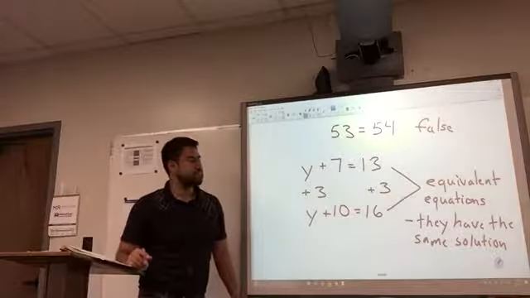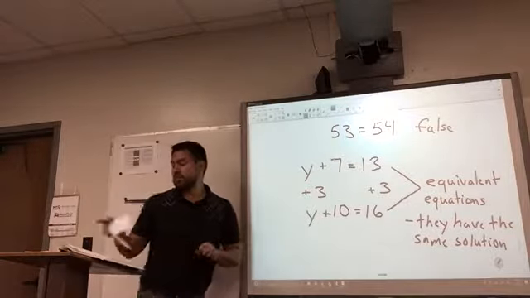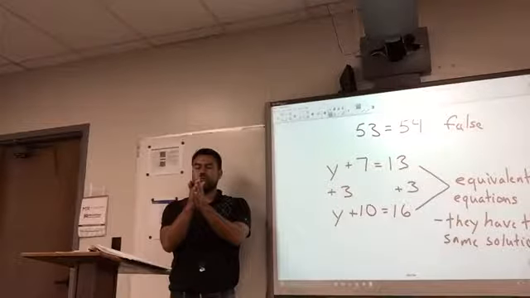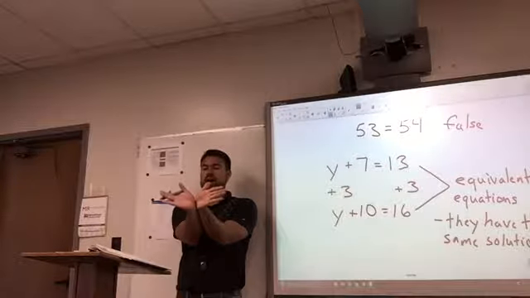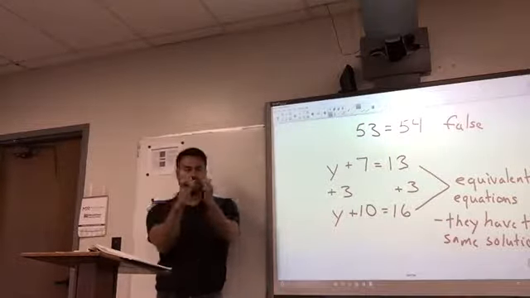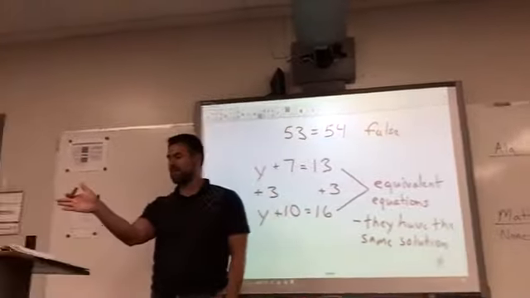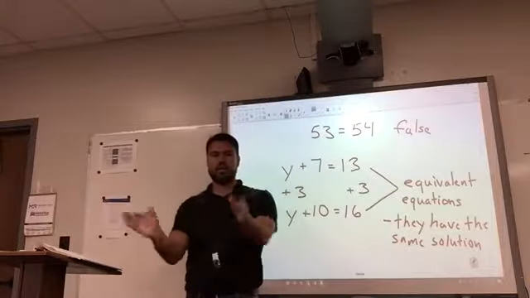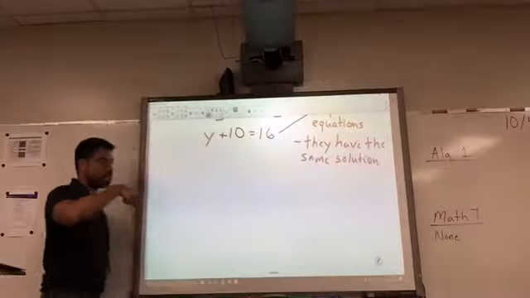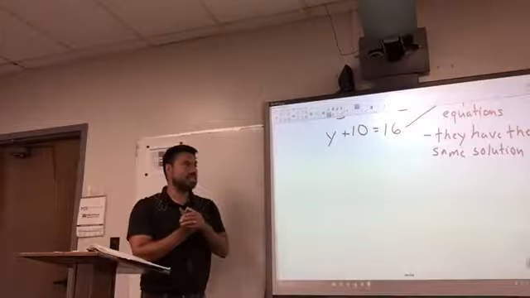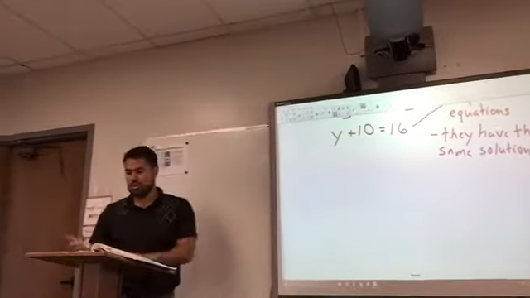Not a grammar thing. Would it be incorrect to call them symmetrical equations? Because symmetrical means like the same. Symmetrical tends to deal with reflection. So if you put y plus 7 equals 7 plus y, that's more symmetrical. That's why you have the symmetric property. Reflection. Equivalent means they, in this case, have the same something, and specifically the solution. And we're going to deal with this the rest of chapter 3. This is chapter 3, equivalent equations.